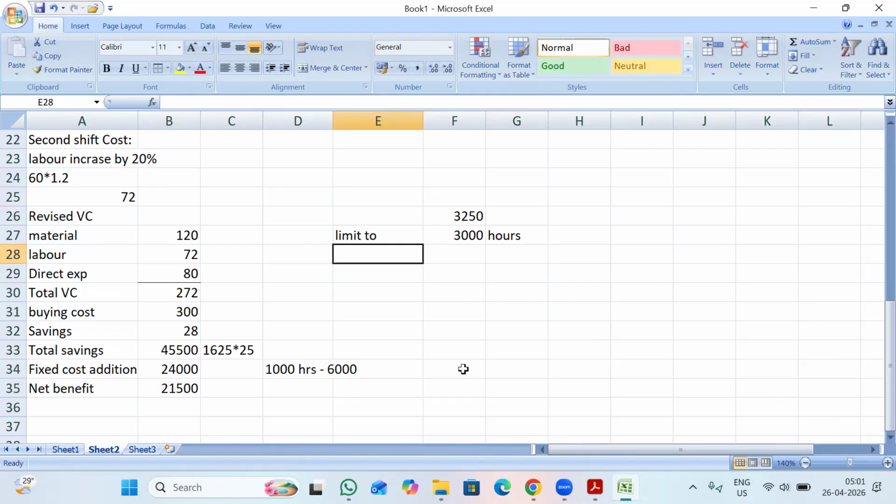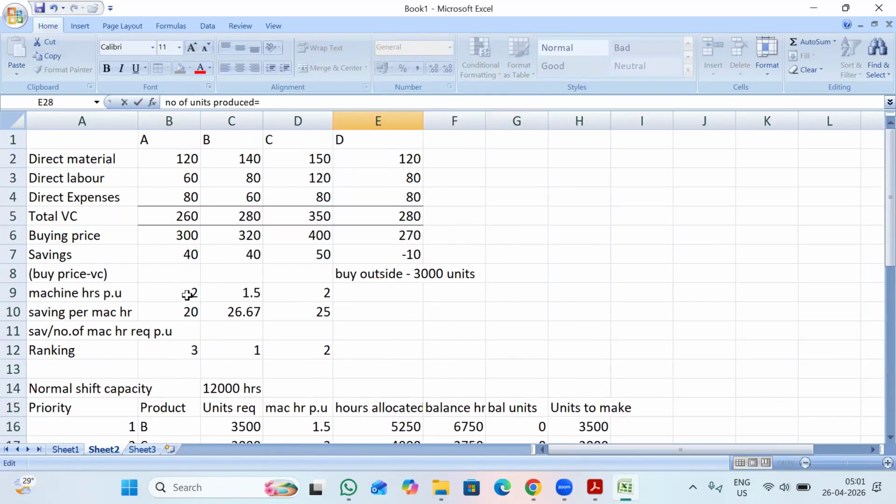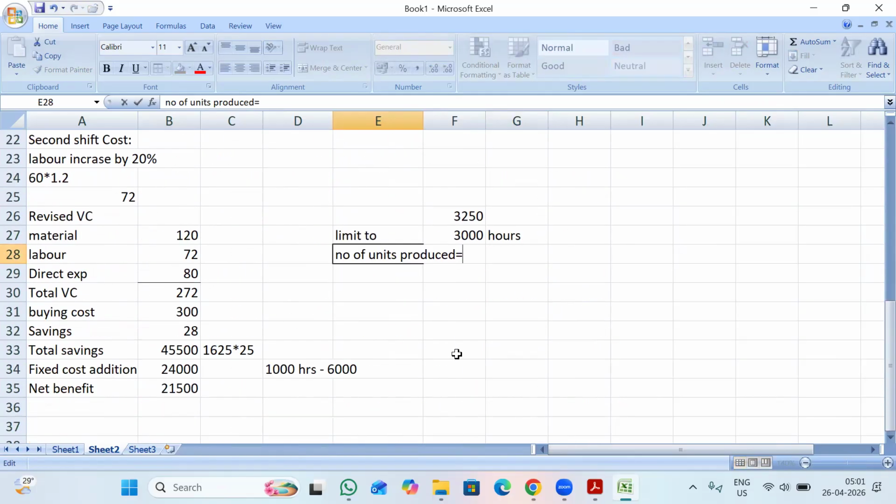So how many units can be produced? Number of units produced. In this case, I require 2 hours for producing 1 unit, right? For 3,000 hours, I can produce 1,500 units. So that means I need to buy 1,625 minus 1,500, so the 125 units I need to buy.